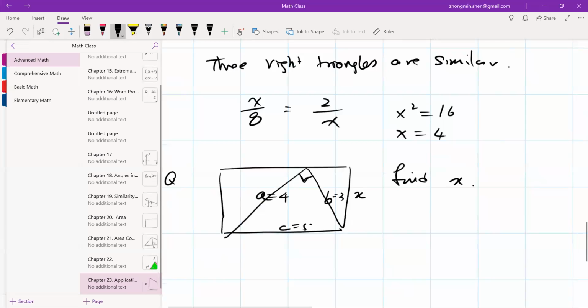Yeah, sometimes you are told this is a right triangle. Sometimes you're given the 3 sides like A, B, C. It's clearly a right triangle. So we want to get the x side, and then you can tell the area of the rectangle, right? But the most important part is the x.